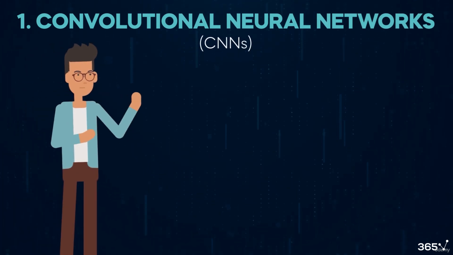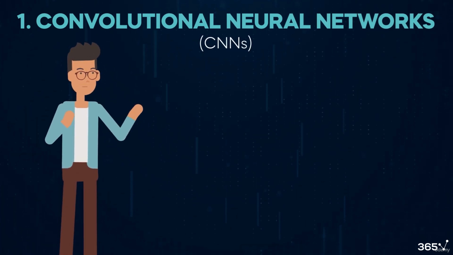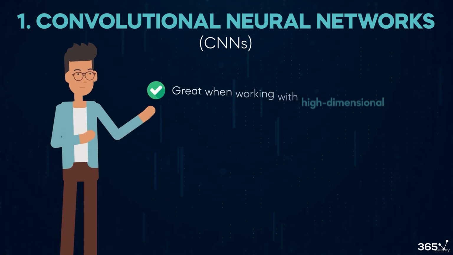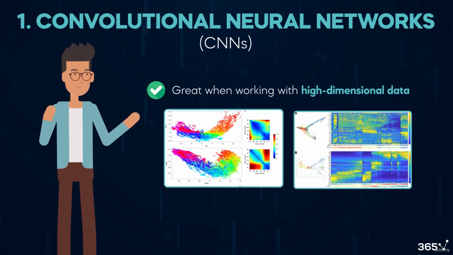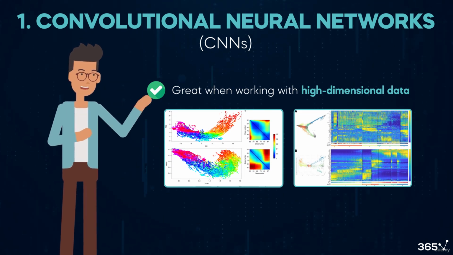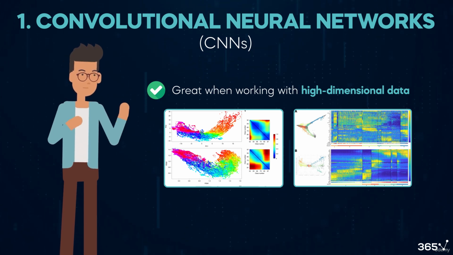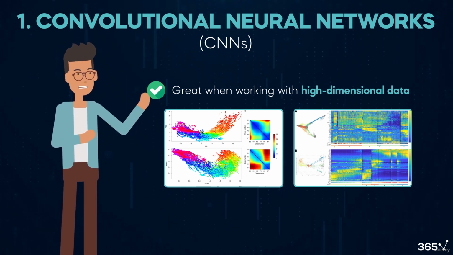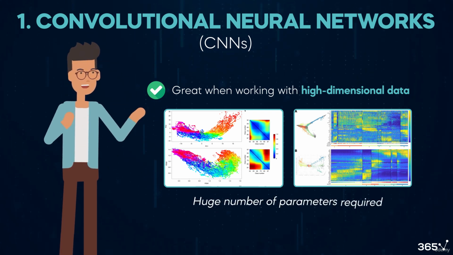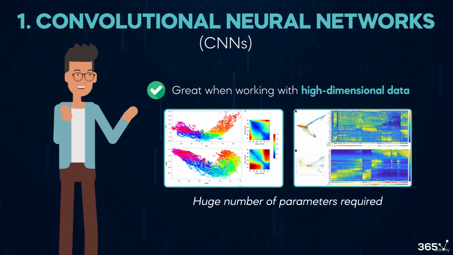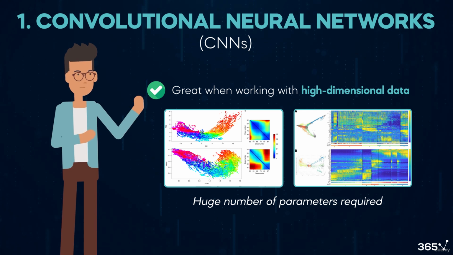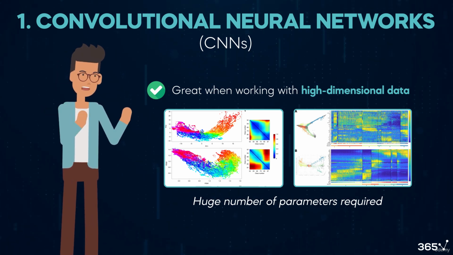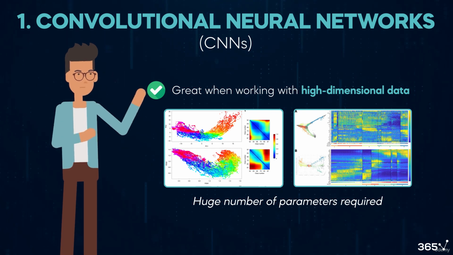First, we have convolutional neural networks. CNNs are foundational for computer vision because they are great when working with high-dimensional data. In the early days, AI researchers used other types of neural networks for computer vision problems, but they struggled with high-dimensional data images due to the immense number of parameters required. In contrast, CNNs are great at capturing spatial hierarchies in images.